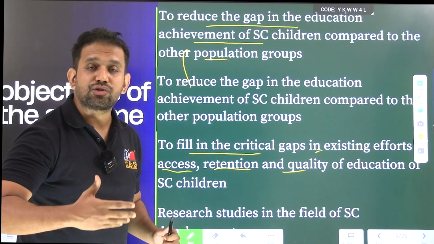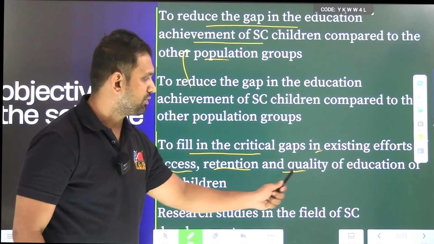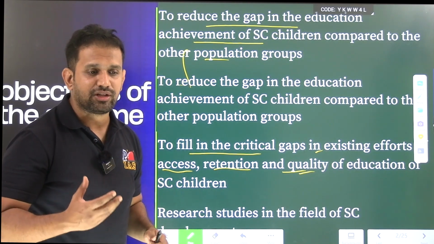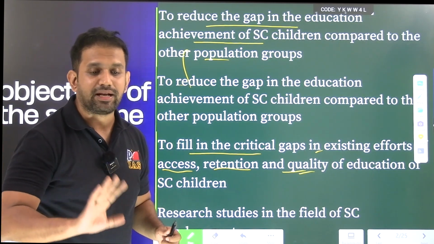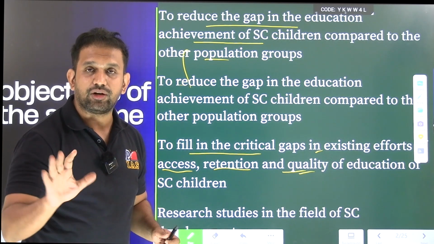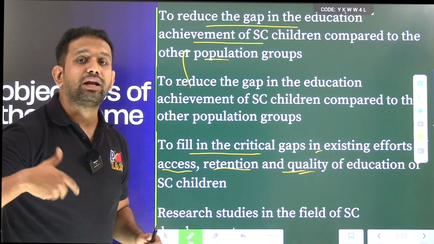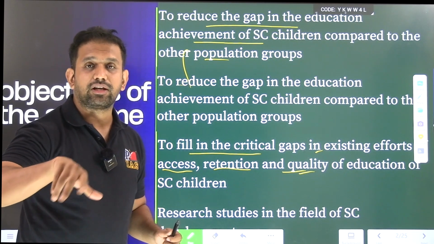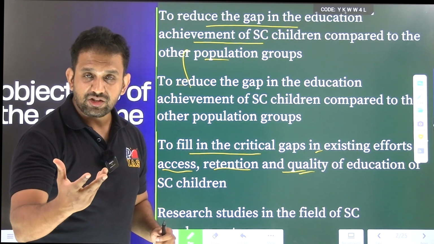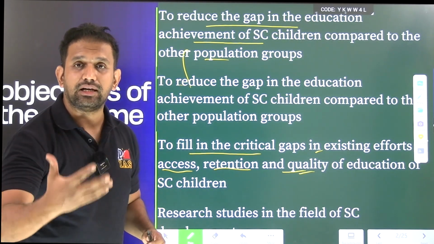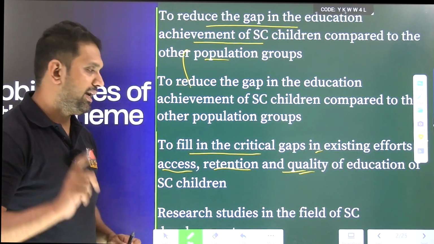In order to ensure the retention of the SC student in the school, government has to take some initiatives. Apart from that, quality education. Quality education is nothing but giving them all the necessities just like a normal private school. Don't make them sit on the floor. They don't have books to read, they don't have good sanitation, hygiene, or sanitized latrines or bathrooms. It should not be like that. Quality education should be given to them, whether with regard to the infrastructure or skill development, teaching aids should be given to them. Smart boards should be given to them so that they also learn in a modern way. So that's why access, retention and quality of education should be provided to SC students.